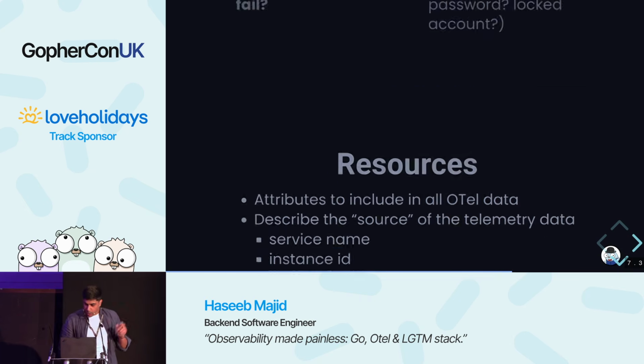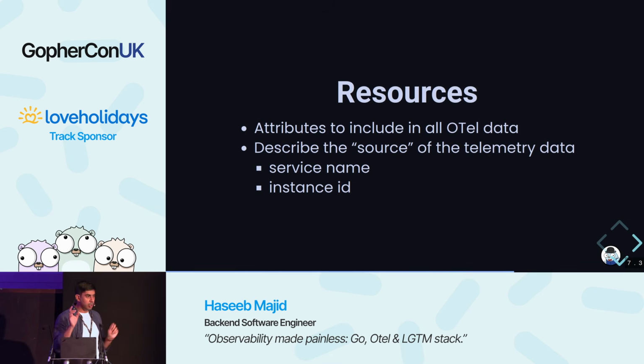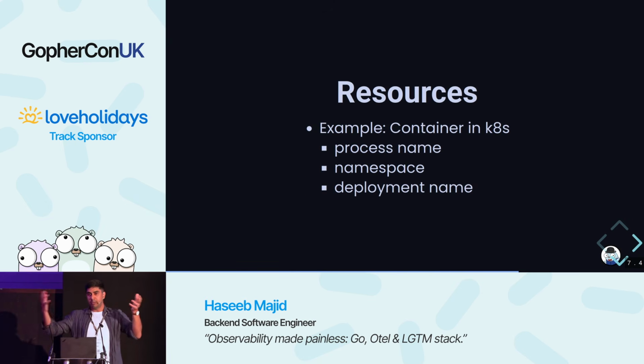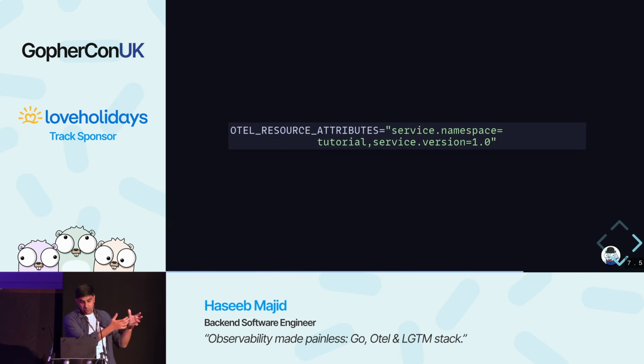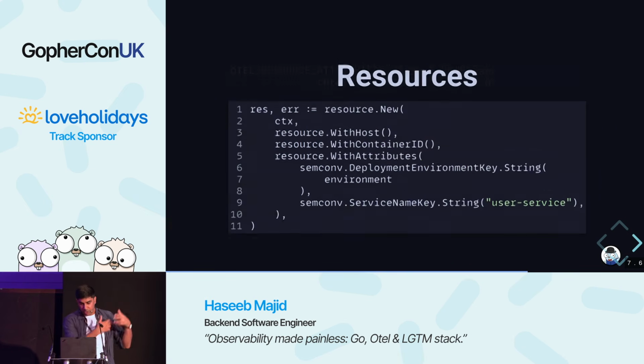But yeah. Going over really quickly just a few other otel concepts that I was wondering what they are. So we have these things called resources, which basically just describe the source of the telemetry data. So for example, if you're in a container in Kubernetes, maybe you want to attach some kind of metadata to our observability signals. You can do it via an environment variable, or you can do it via code.